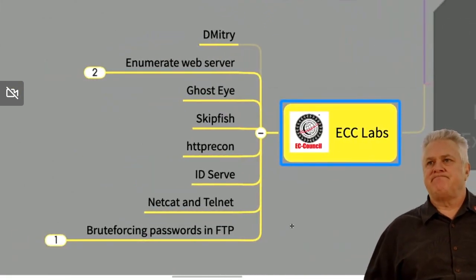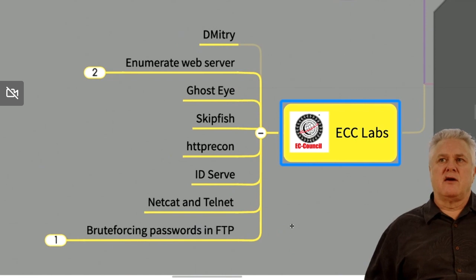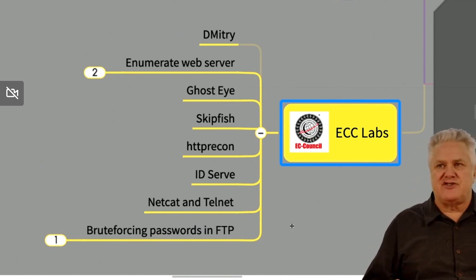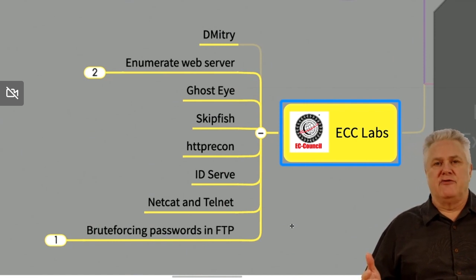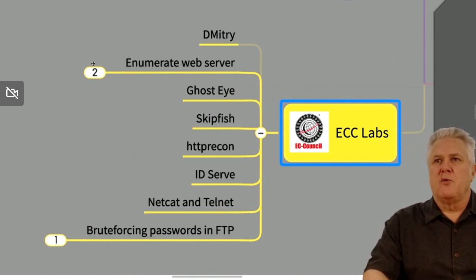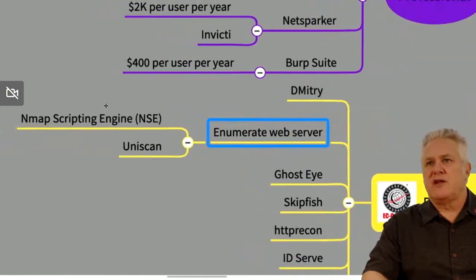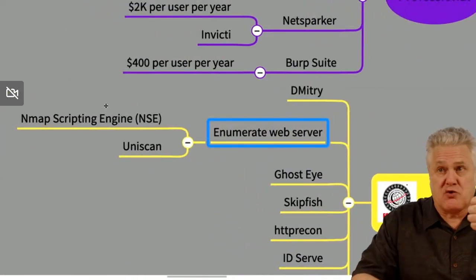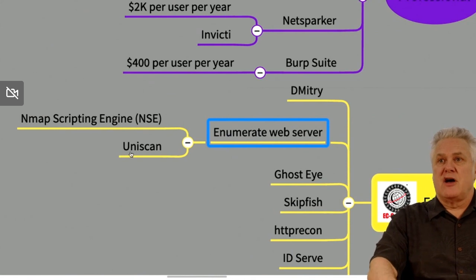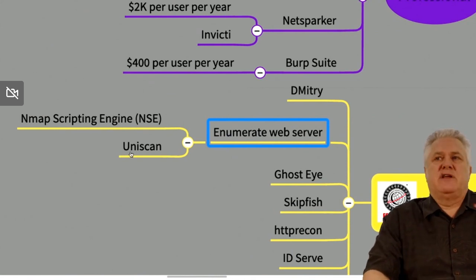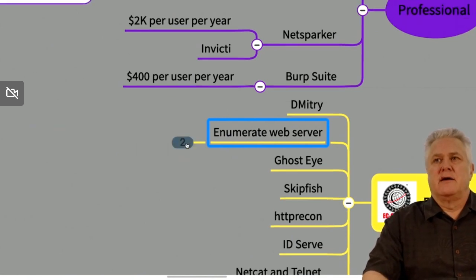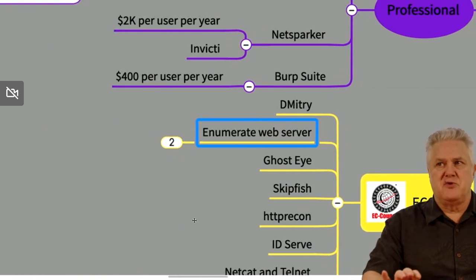some really like GhostEye and Skipfish. I don't know if you'd ever use this in the real world. And for enumerating the web servers, they used the Nmap scripting engine, which I think is great, but then they use Uniscan. I would never use that in the real world again. But if you're going to take that test, you have to know this.